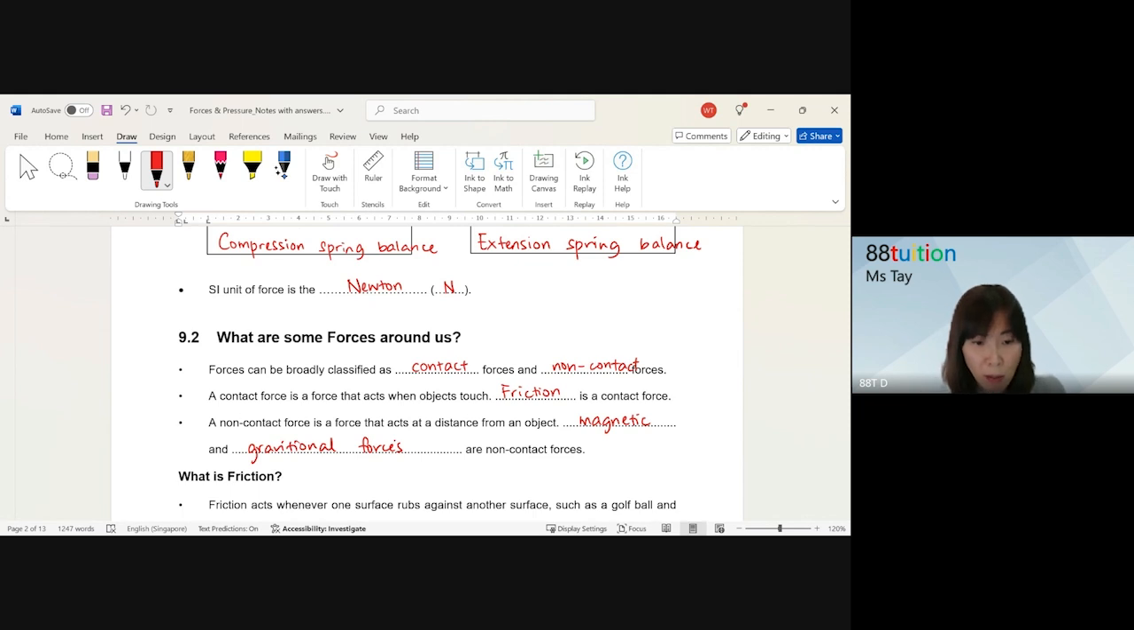This one is P6 content. You all know that, right? This contact and non-contact forces is P6 content. Right now, Nikki, do you recall? We learned this in P6.